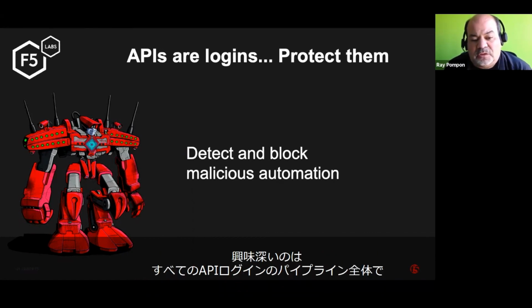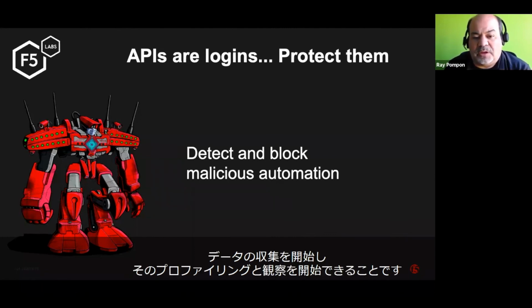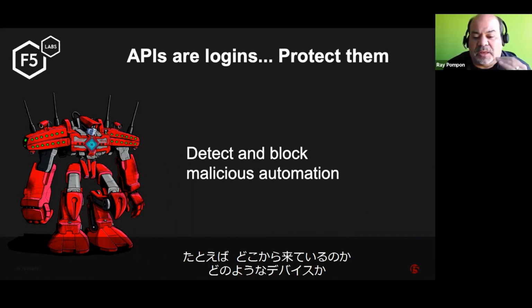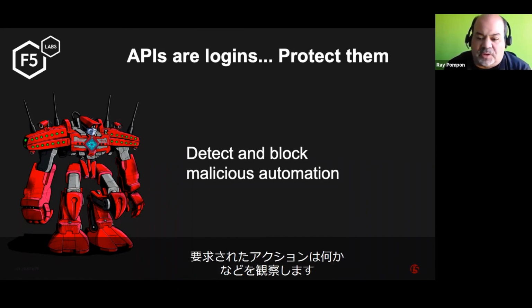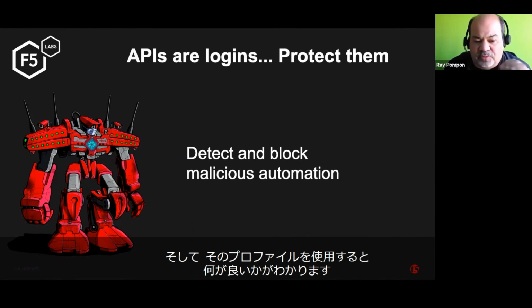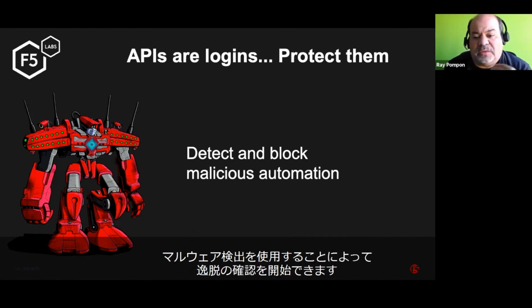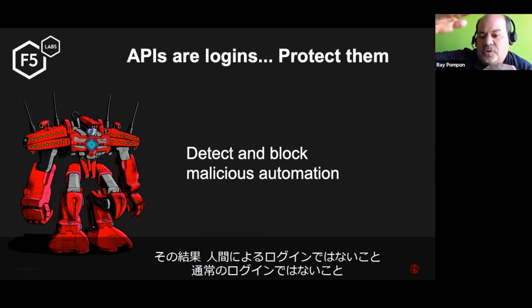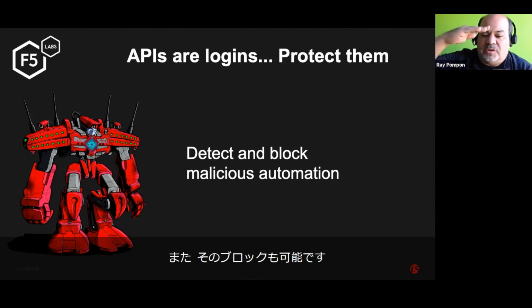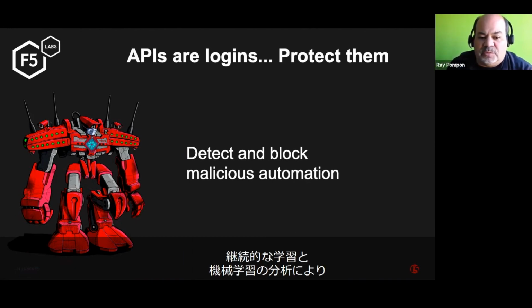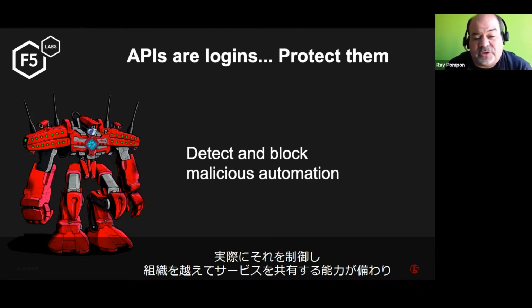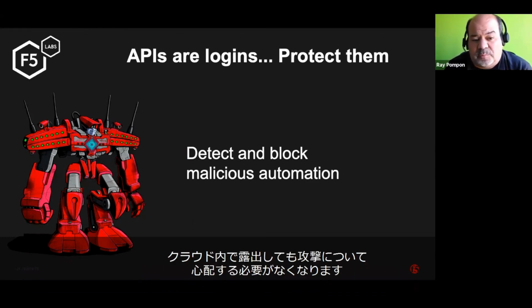And the interesting thing is that you actually start collecting data throughout your pipeline of all your API logins and start profiling that and looking at, okay, where are they coming from? What kind of devices? What are the requested actions? And with that profile, you'll know what is good. And then with malicious detection, you can start to see the deviations and go, that is not a human login. That is not a normal login. That is not a normal privilege. And you can block that. And with continuous learning and machine learning analysis, you have the ability to actually control that and be able to share services beyond your organization, to expose things in the cloud and not have to worry about attacks.